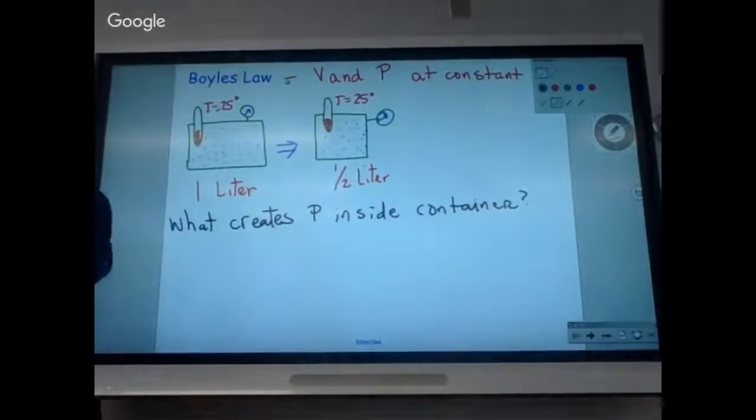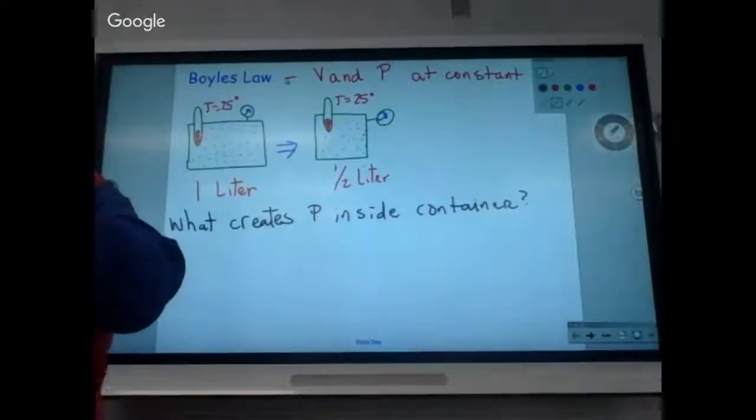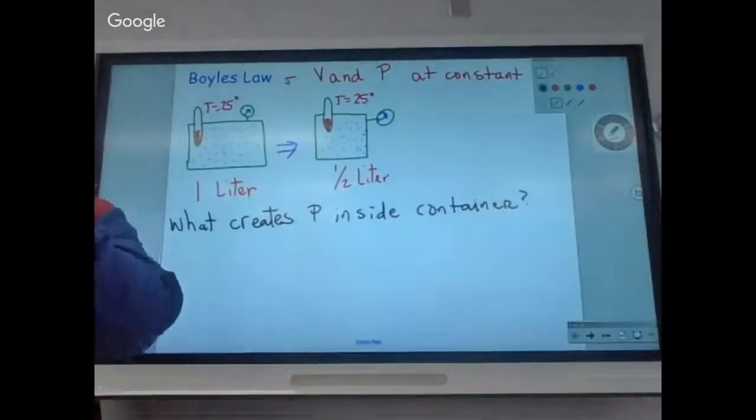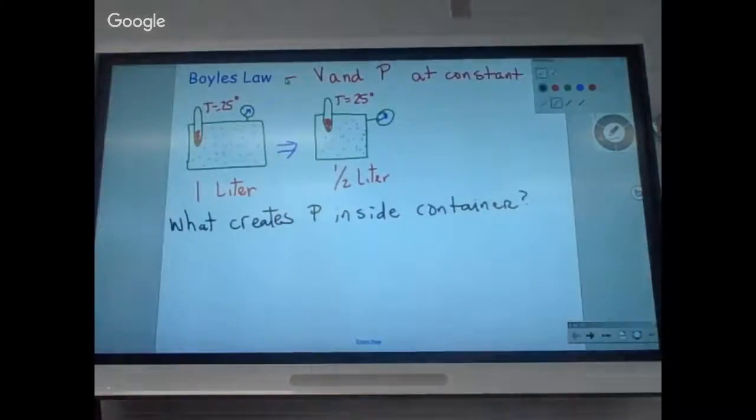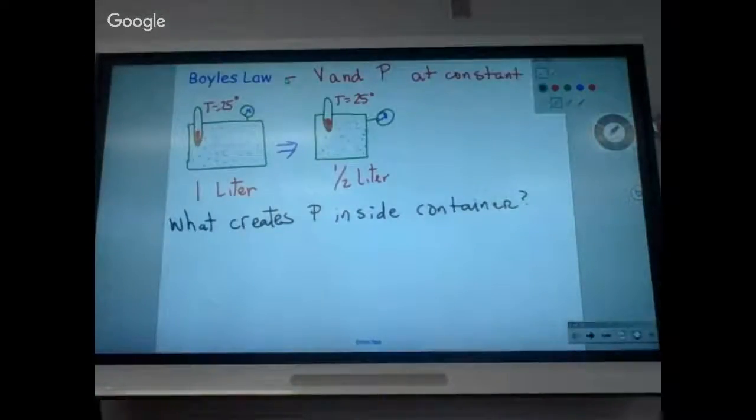The size of the container. The decrease. Vacuum. Think about it. What creates the pressure inside the container? This is important for all the gas laws, not just this one. Inside of any gas container, an aerosol can, a soda can, what creates the pressure?